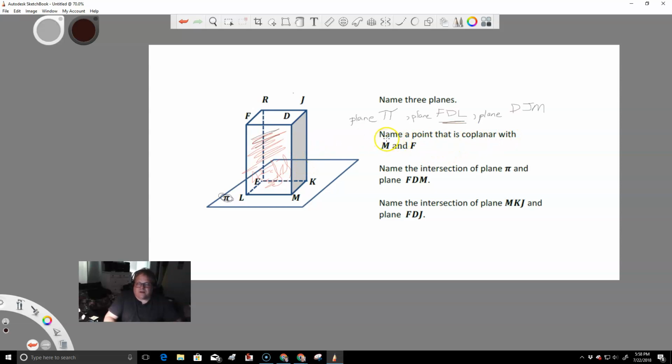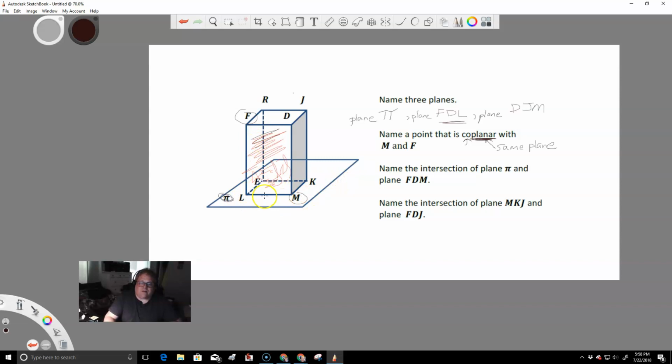Alright, so next one says, name a point that's coplanar with M and F. Again, coplanar means on the same plane. You can tell because this word planar means plane and co means together, like cooperate. Okay, so coplanar, same plane. So where are M and F? That's this guy up here. M and F. Where are they on the same plane?